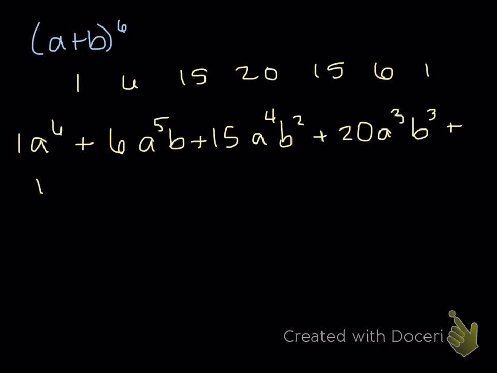And then I have 15a squared b to the 4th, plus 6ab to the 5th, and then I am with b to the 6th power. So if you were to multiply a plus b out 6 times, this is the answer that you would get. This is supposed to just be a shortcut to that method.